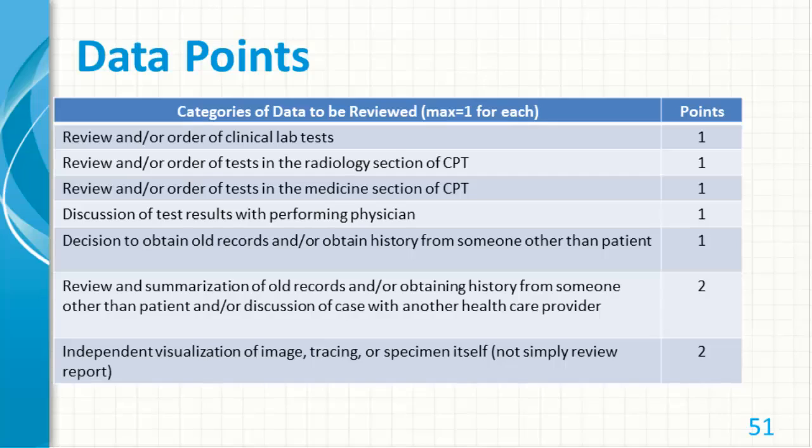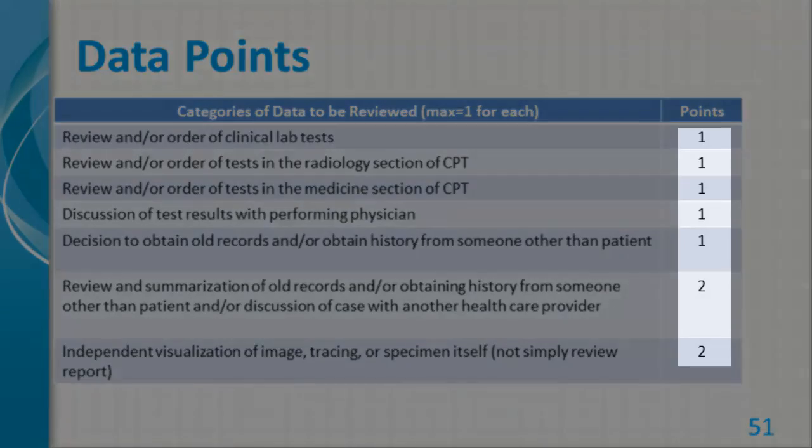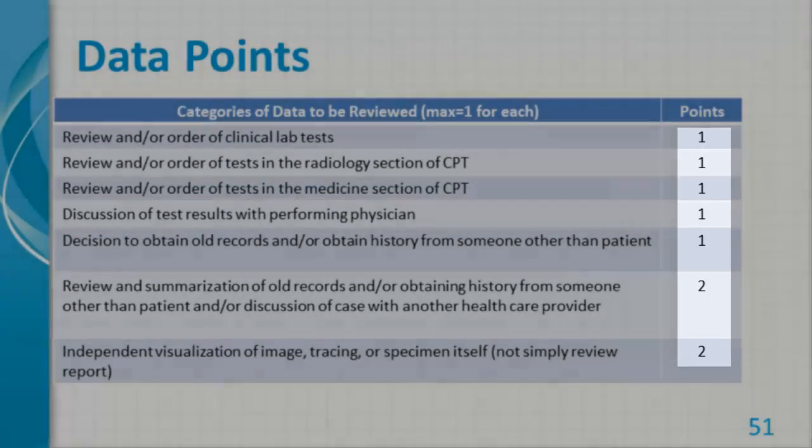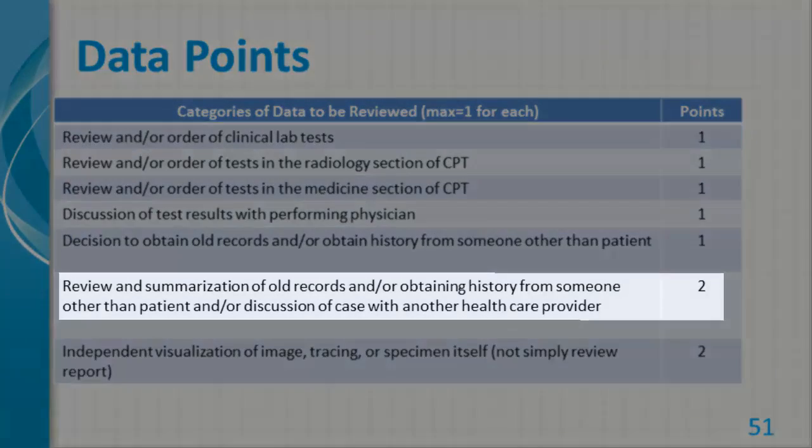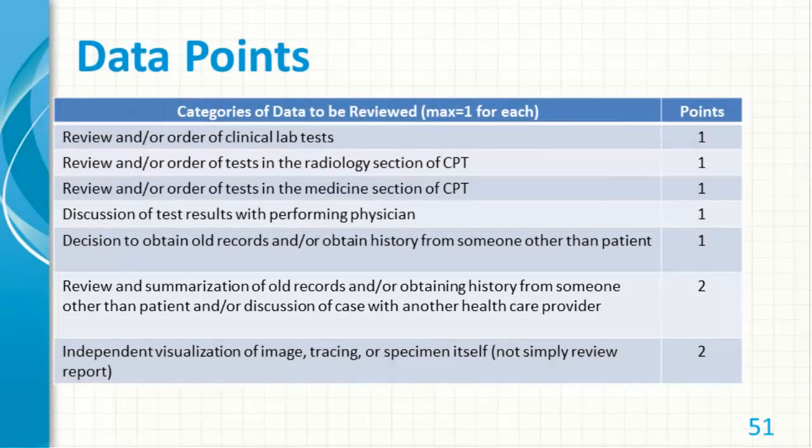The way the table works is the level of amount and/or complexity of data to be reviewed is determined by the sum of the data points for the data to be reviewed associated with the visit. Each category that applies has 1 or 2 points, and the points are added together to obtain the total data points. In contrast to the table for problem points, in the data points table, each of these categories may only be used once per visit. For example, if you review and summarize all data and obtain history from the patient and another party, this is still only a total of 2 points.